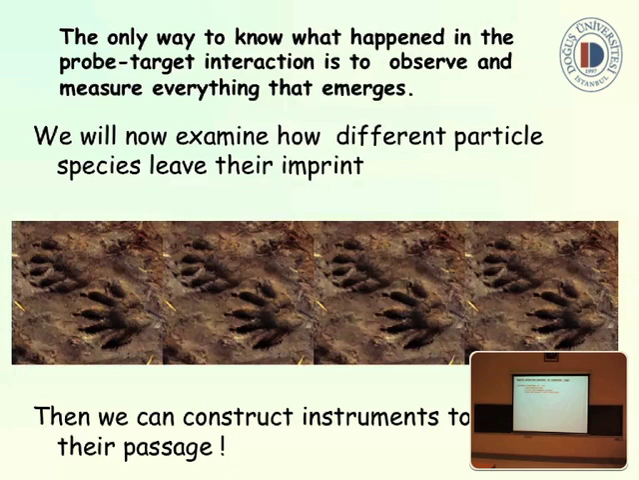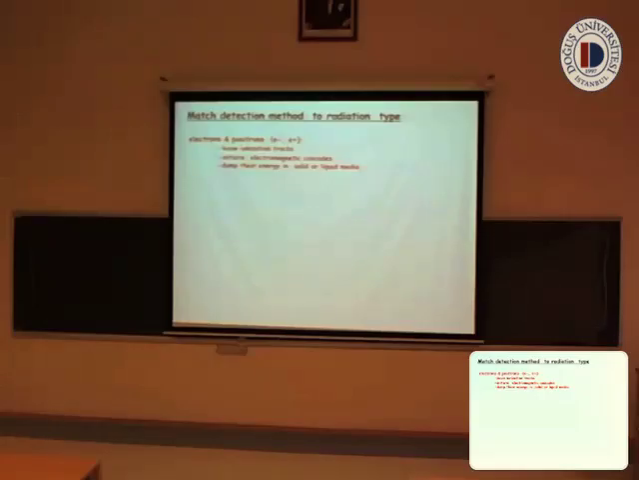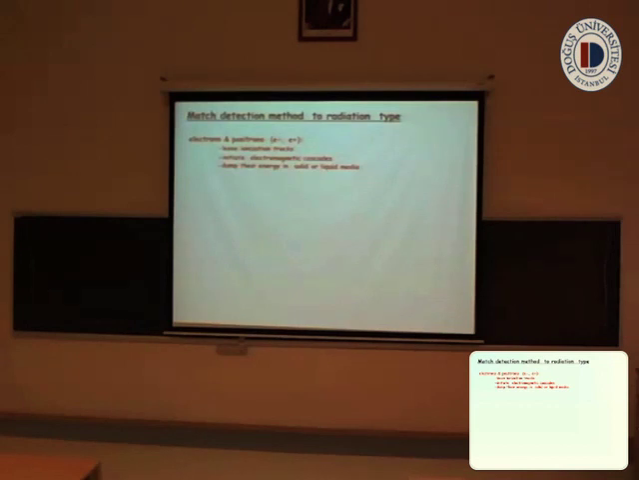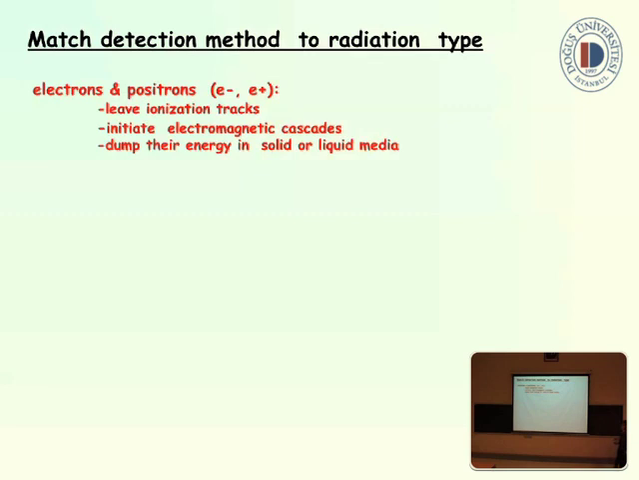Okay, but first of all, we would like to understand the detection methods. We would like to match the detection methods to radiation type. So let's see which kind of radiation type we have. So first of all, it's the electron-positron. What we know about this particle is that it's a charged particle, right? Very simple. They leave ionization tracks. They initiate electromagnetic cascades. They dump their energy in solid and liquid media.